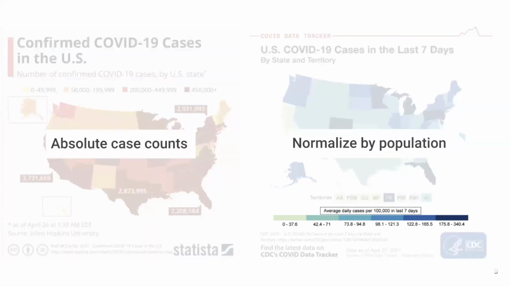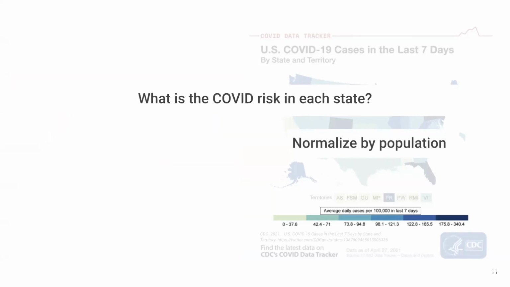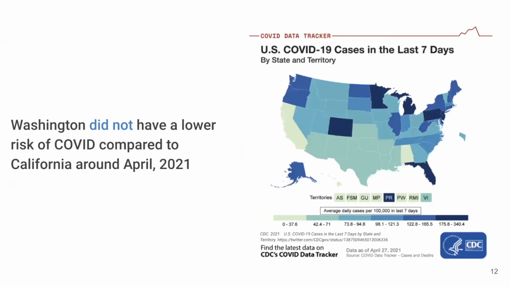The left map was made with absolute case counts, whereas the map on the right shows cases normalized by population. When the underlying question is risk in each state, it's not useful to design the visualization with absolute case counts because it makes sense for states with a higher population to have a higher count. So it's better to use cases normalized by population when making this map. And the correct answer here is that Washington did not have a lower risk of COVID compared to California around April 2021.